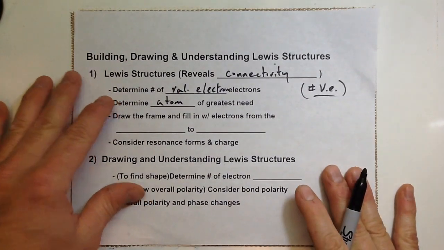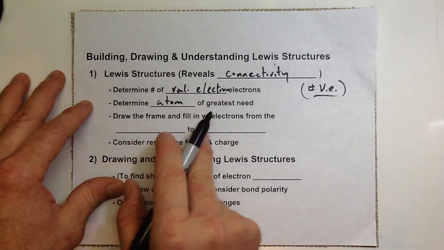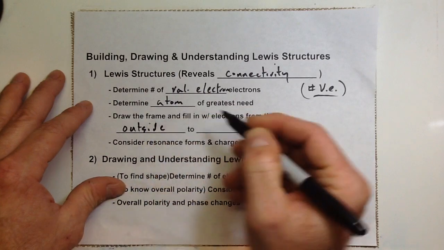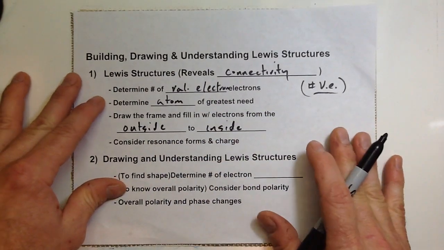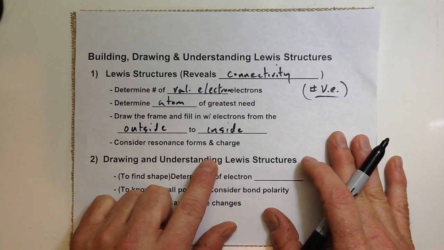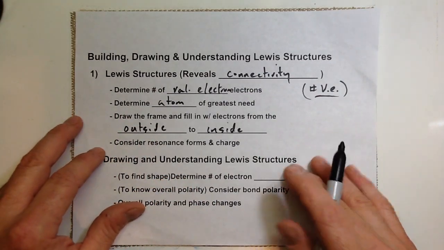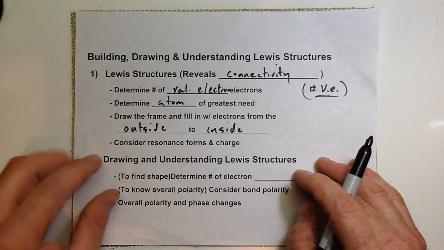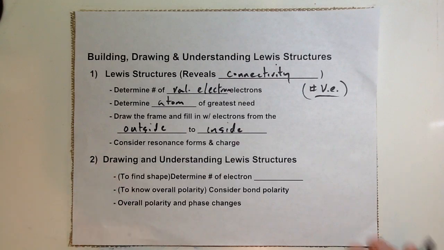Again, the second step is to determine the atom of greatest need. The third step is to draw the frame and fill in with electrons from the outside to the inside of the structure. And we'll consider resonance forms and formal charge after we do these steps. I'm going to stop there, and we'll come back and fill in on our next video, understanding the shaping of the Lewis structure and the charge.